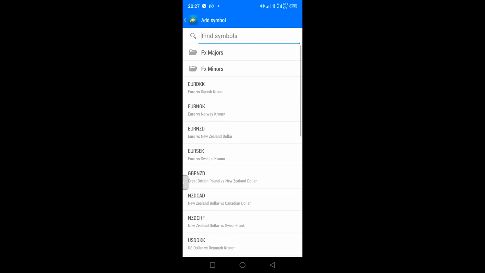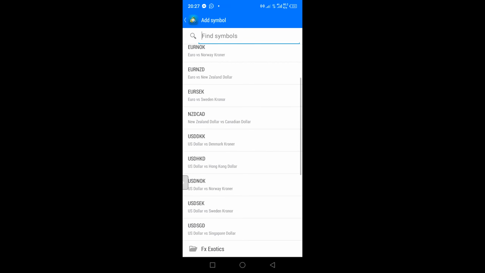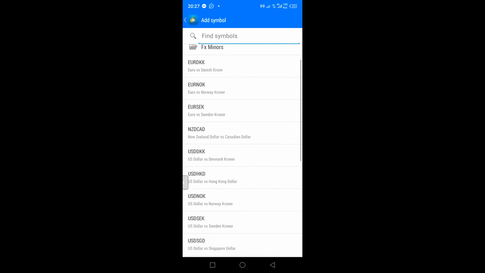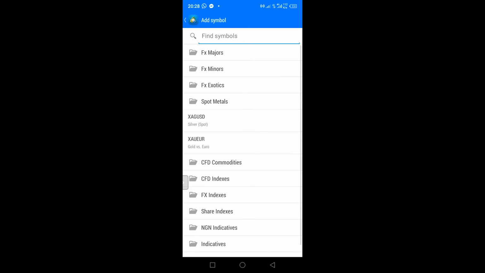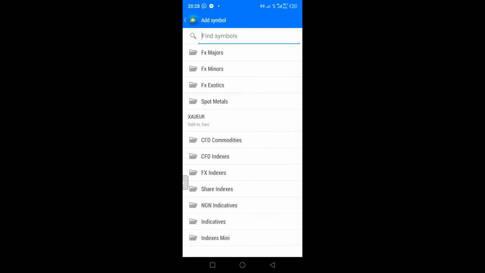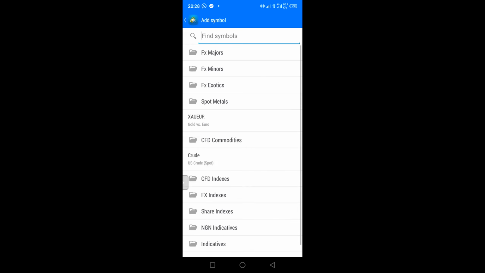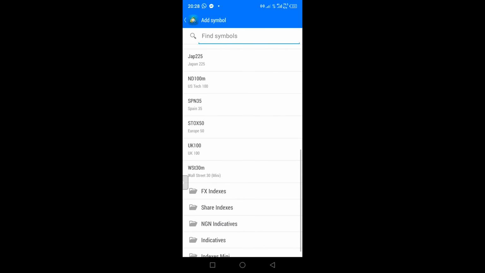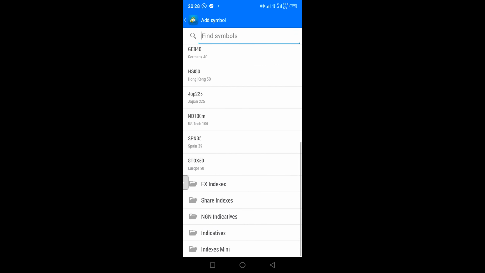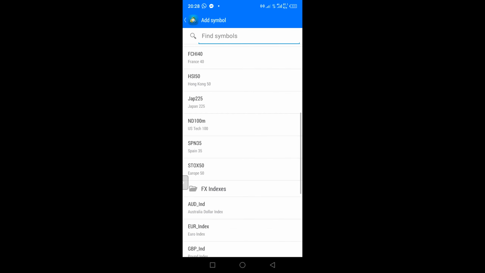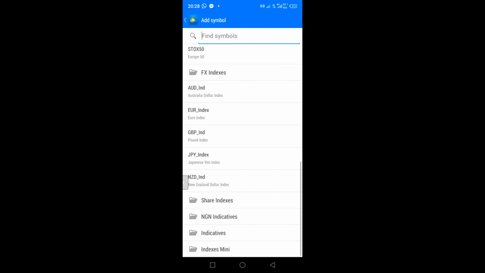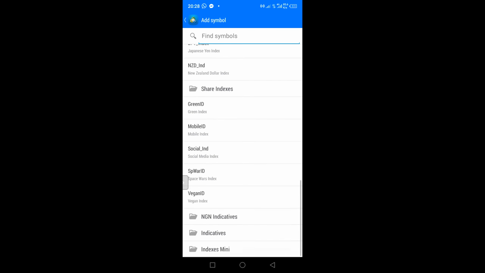Then I can also have the minors, right? I can add GBP NZD, NZD CHF, EUR NZD, and they disappear as I'm clicking on them. I can also go into my spot metals. I've taken gold already, I can take silver. I can go to commodities and have Brent, crude, natural gas. I can go to CFDs and add something like SPX 500, UK 100 and US 30, which is Wall Street. I can even add my German 40. I can go to indexes and add the USD index. I can go to share index and add anything I want to add, right?